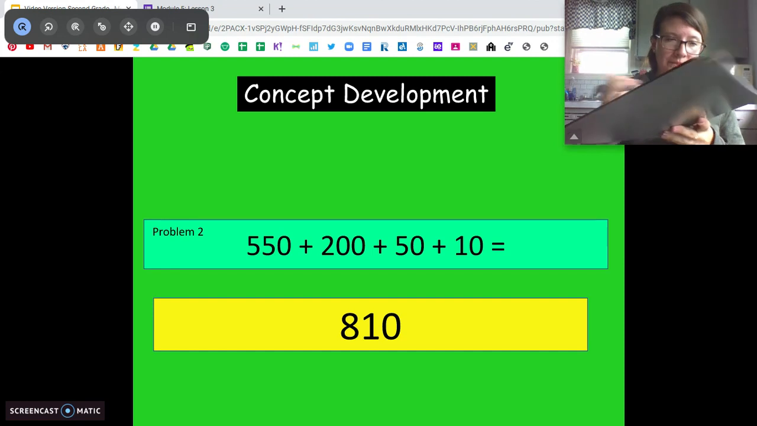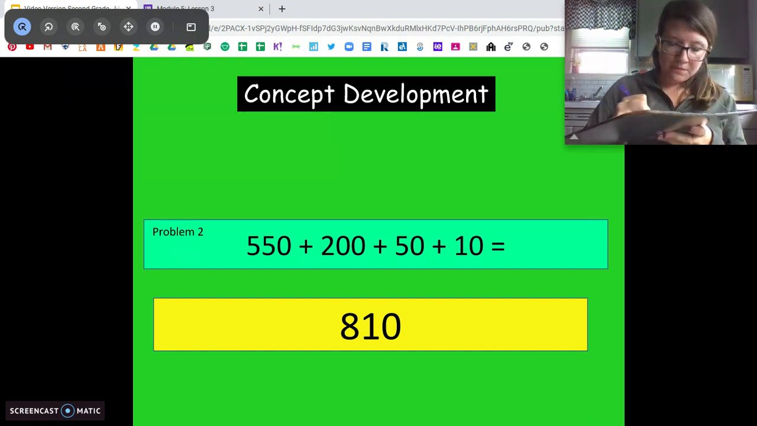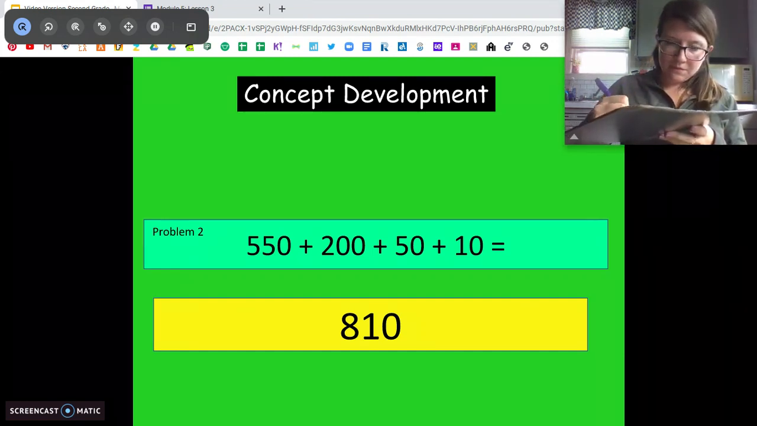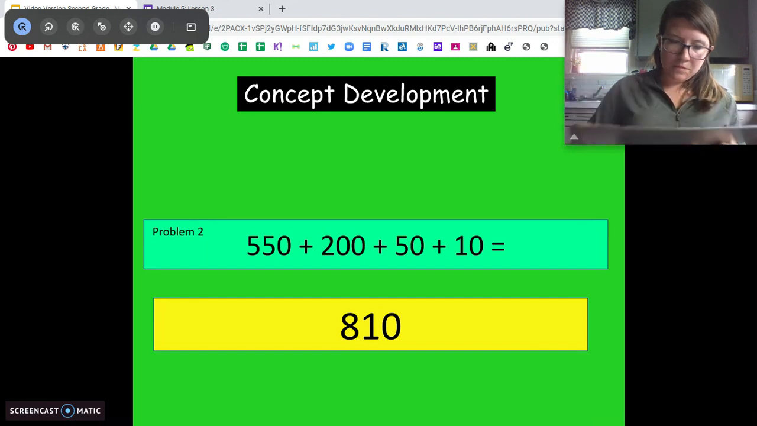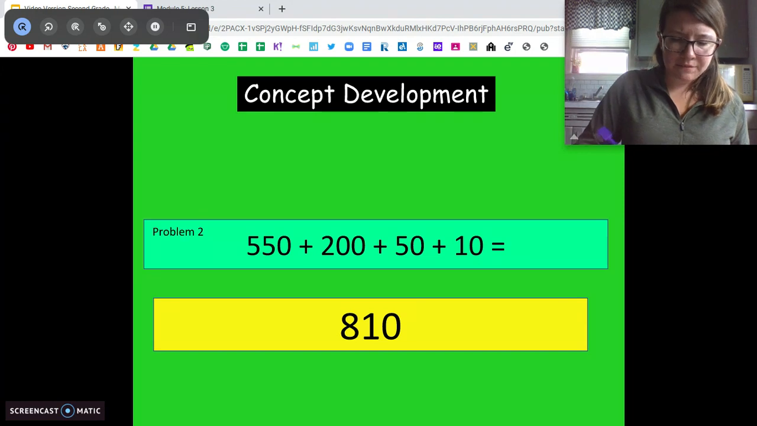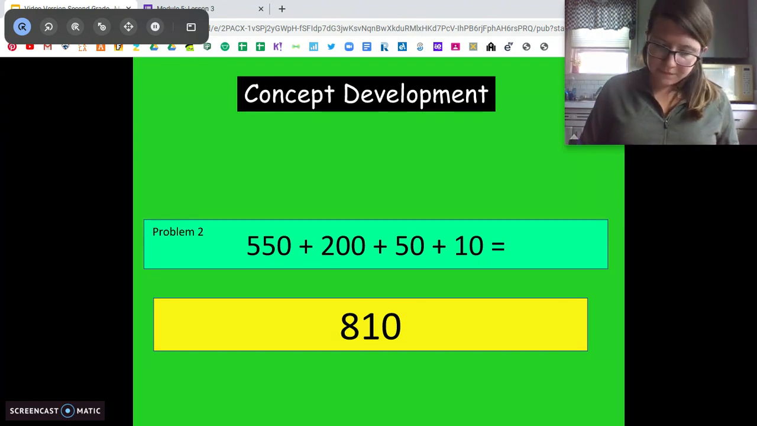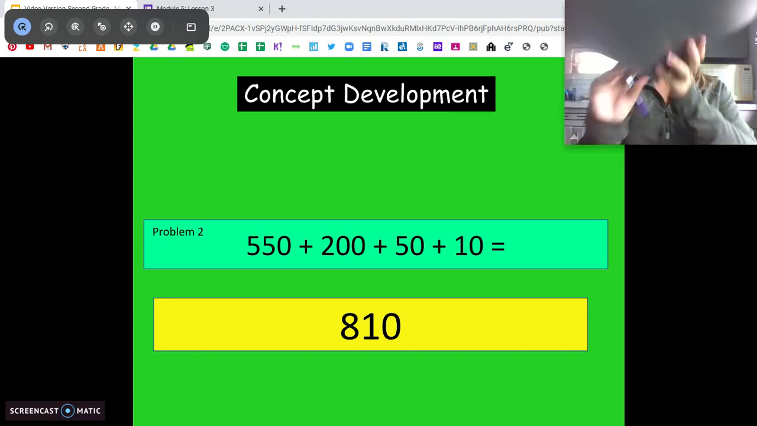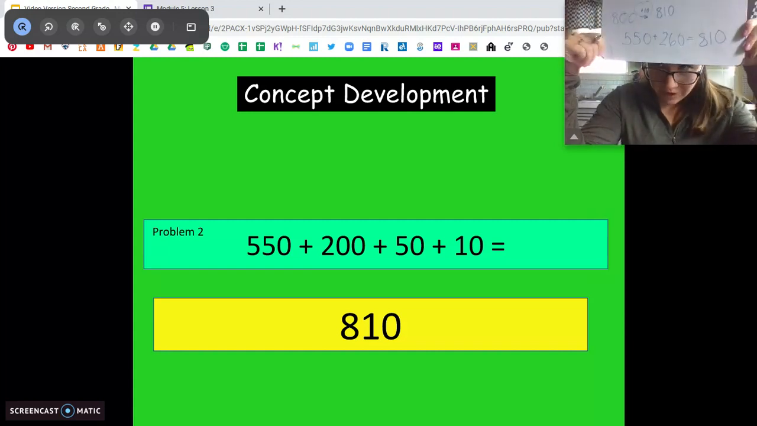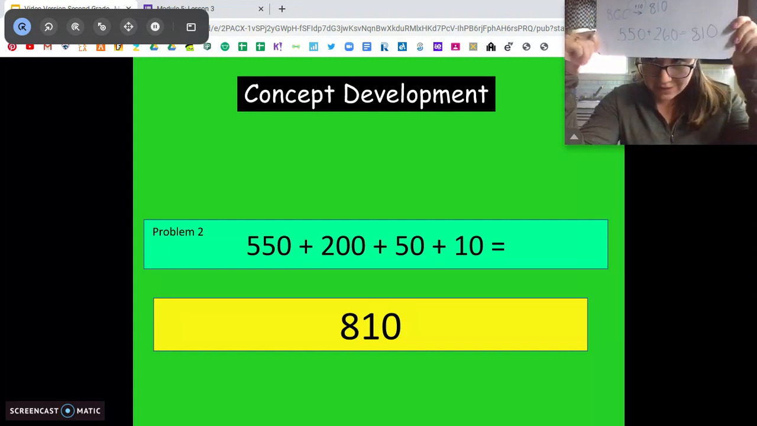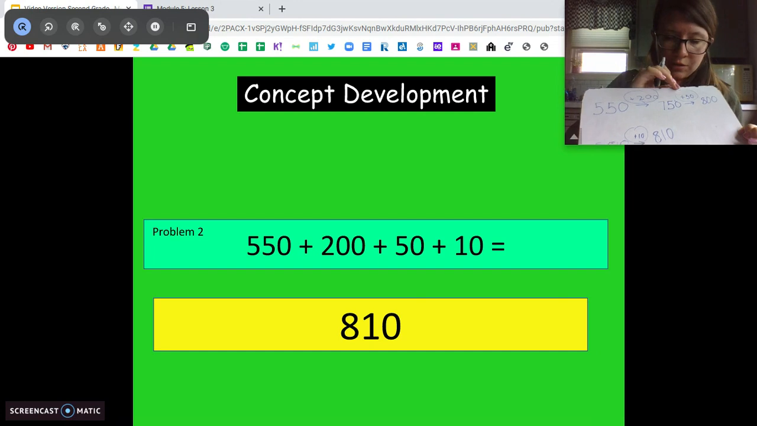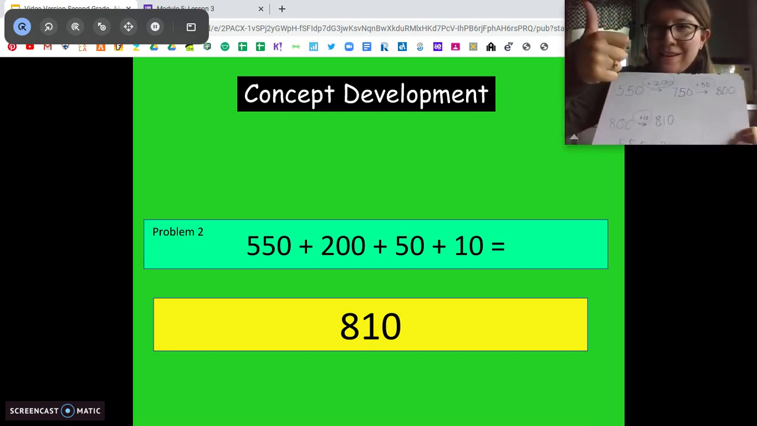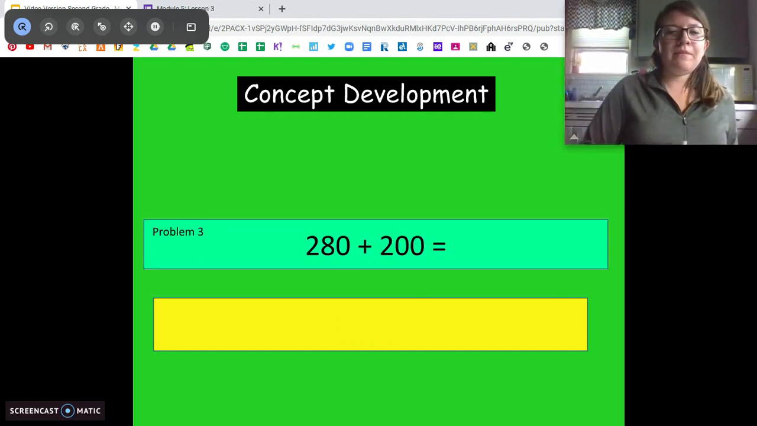I'm going to do the same. Oh, not 880, 810. Sorry about that. Ready? You should have had 550 plus 260 equals 810 because we added 200, 250, 260. Good? All right, let's try this one.